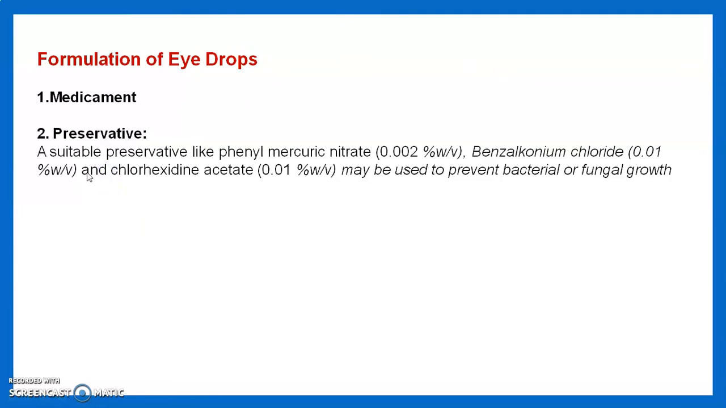Then we see the formulation of eye drops: medicament, then preservatives. This should be also applicable to the ointment. A suitable preservative like phenylmercuric nitrate, its concentration is 0.002% weight by volume, or benzalkonium chloride 0.1% weight by volume, then chlorhexidine acetate 0.01% weight by volume may be used to prevent bacterial or fungal growth.